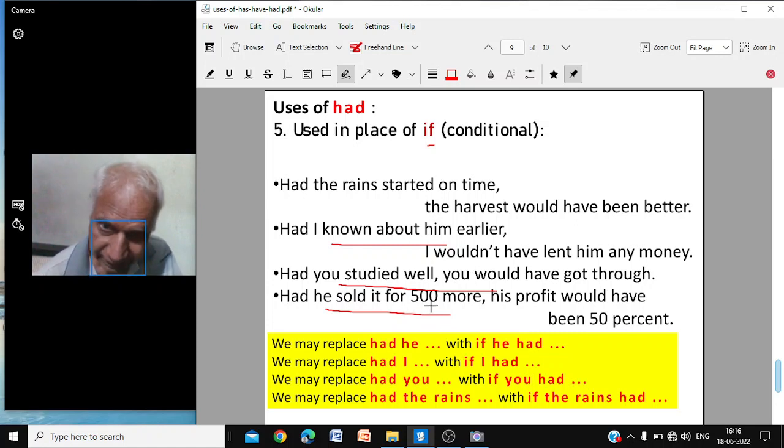So all these are actually if conditions. If the rains had started, if I had known about him, if you had studied well, all are if conditions starting with had.